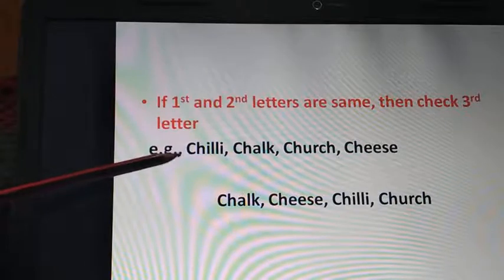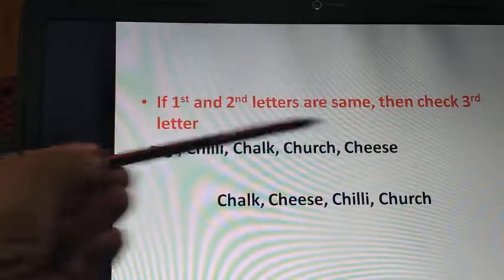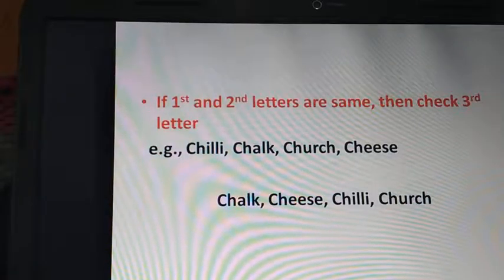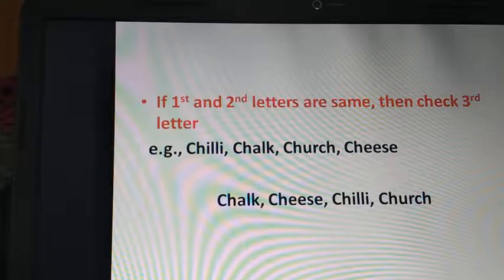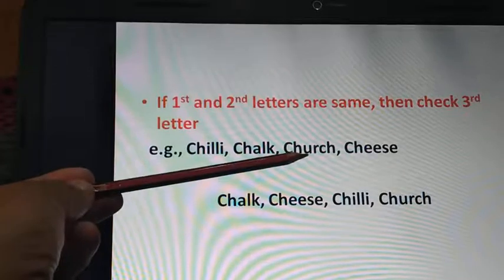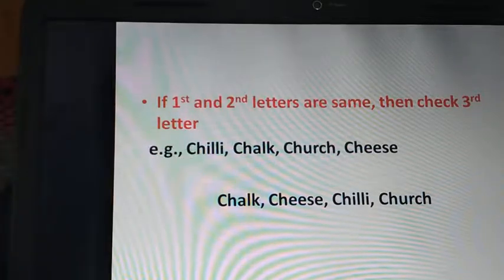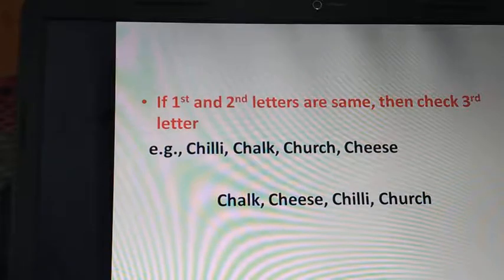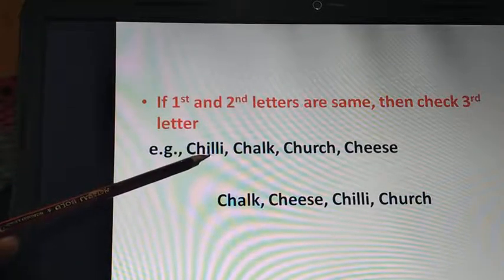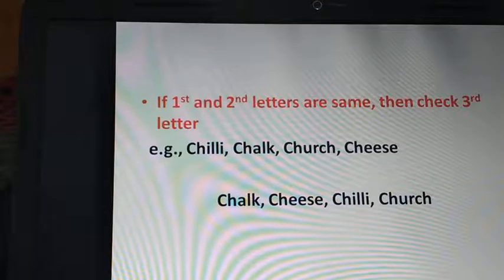If you will see, first letter C, C, C, C. Second letter H. Therefore, in this case neither the first rule will apply, nor the second rule. What do we have to see here? We have to check the third letter. Now which is the third letter here? I. Here the third letter is A. Here the third letter is U. Here the third letter is E. Now what will we do? The word whose third letter comes first in alphabetical order, we will place that word first. The third letters are I, A, U, E.